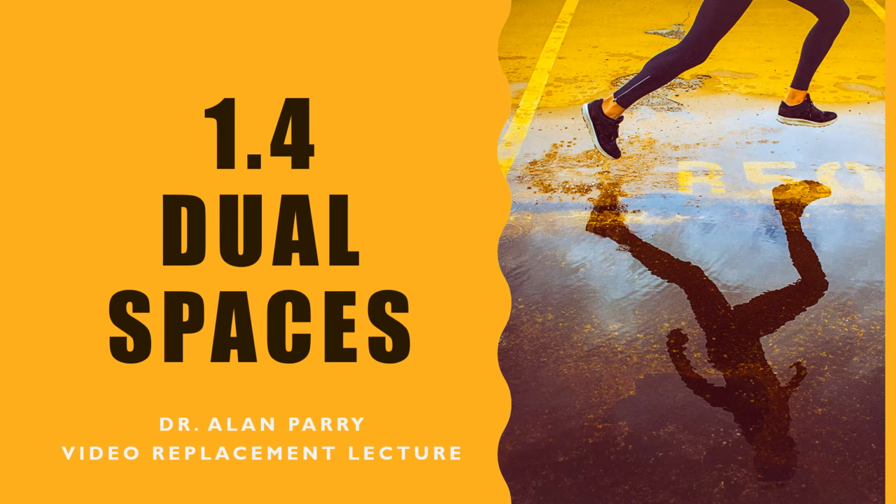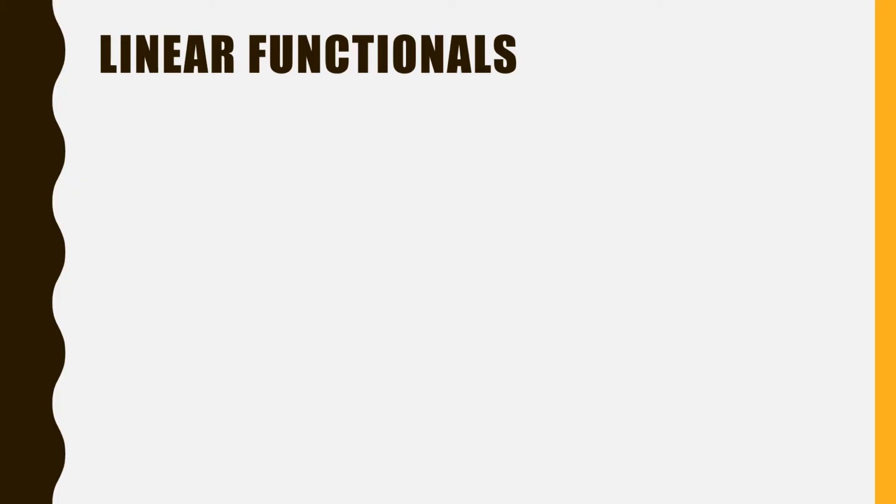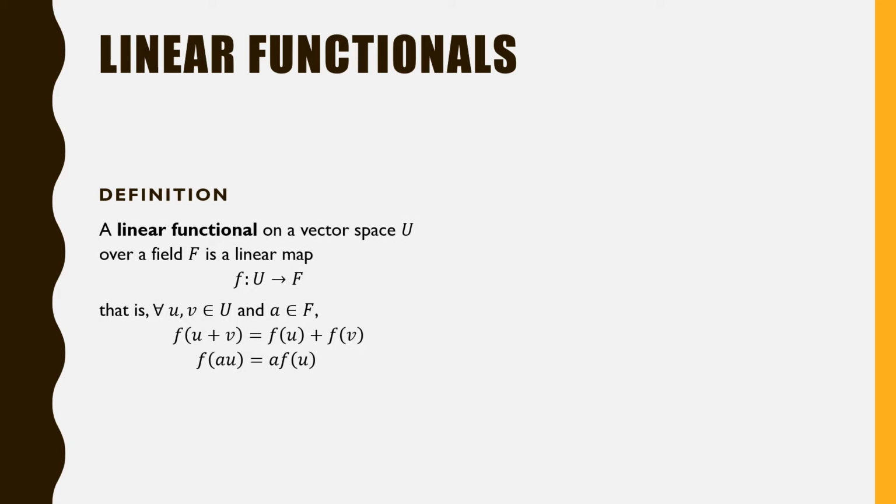Today we're going to cover section 1.4 in our book about dual spaces. To start, we need to define what a linear functional is, as they will become the most important part of what we're discussing today. A linear functional is a very special type of linear transformation that has a very specific domain and range. To define it, we have the following.